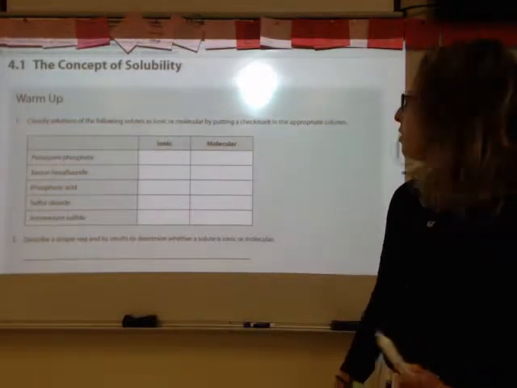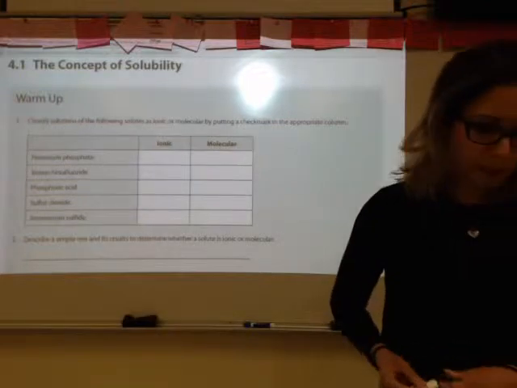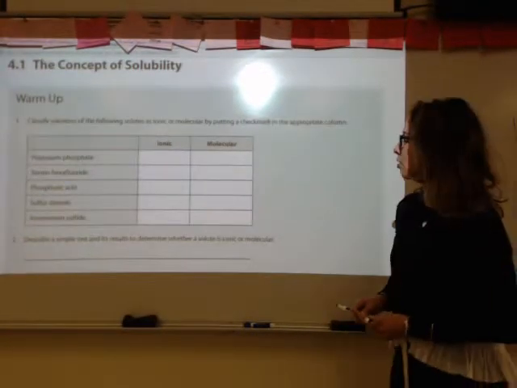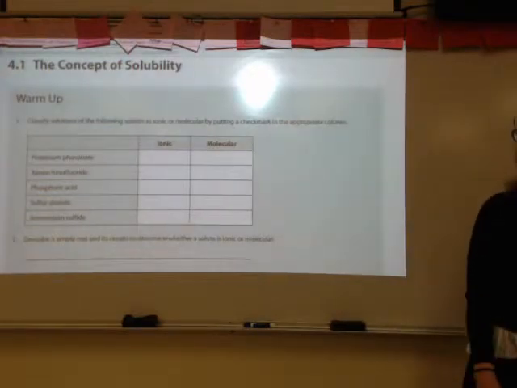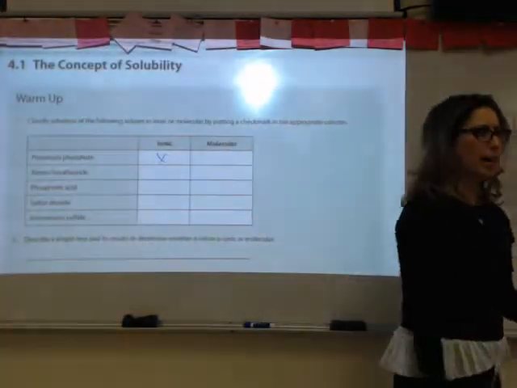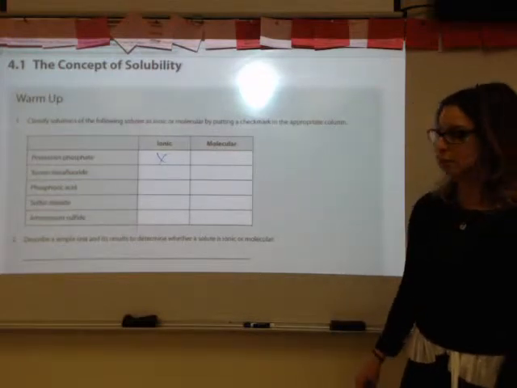Okay, we're on 4.1, the concept of solubility. Let's take a look at the warm-up. Classify solutions of the following solutes as ionic or molecular by putting a check mark in the appropriate column. Potassium phosphate. Ionic. Ionic is a cation with an anion or a metal with a nonmetal, right?